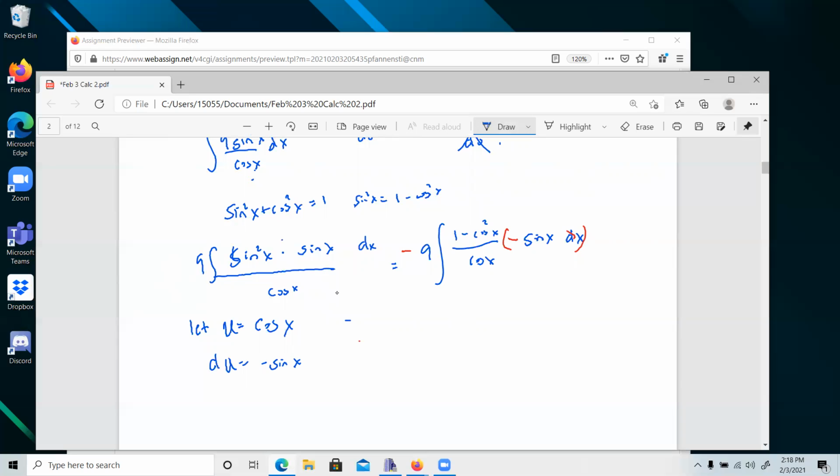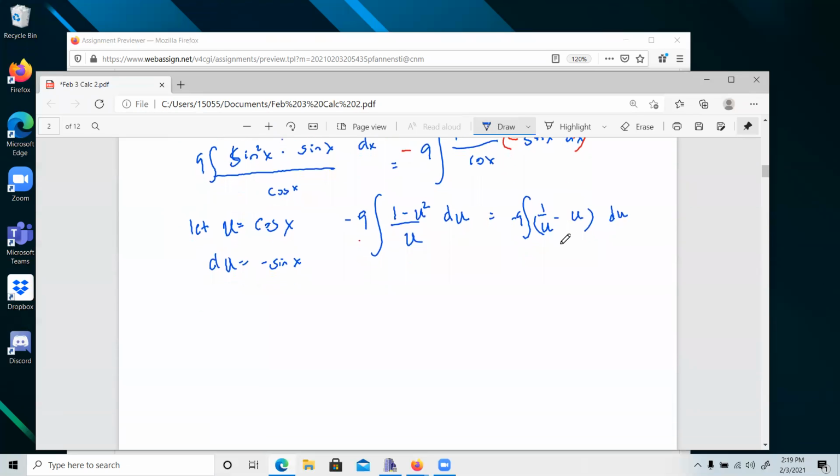All right, and then we can go with this. So we're going to have negative 9 integral of 1 minus u squared all over u, times du. Now, the nice thing about fractions like this is you can separate them, because it's on the bottom versus the top. So this is negative 9 integral of 1 over u minus u squared over u, so just minus u, du.